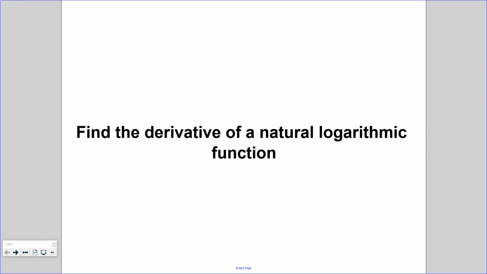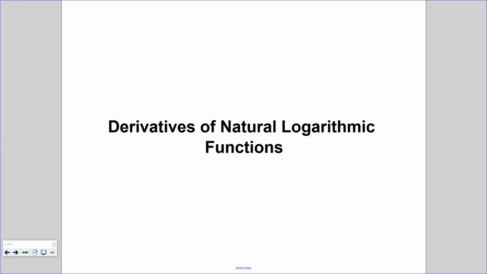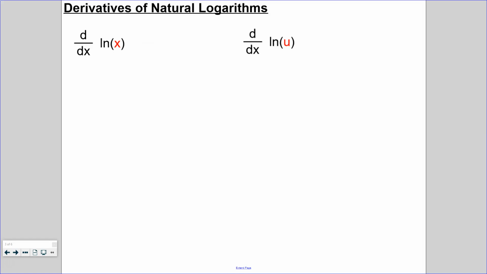Find the derivative of a natural logarithmic function. Alright, so in this video we're going to be talking about how to take derivatives of natural logs. Here we're going to start out with our two formulas. We have the derivative of natural log of x, where just the inside is x, and then the derivative of the natural log of u, where the inside is another function.